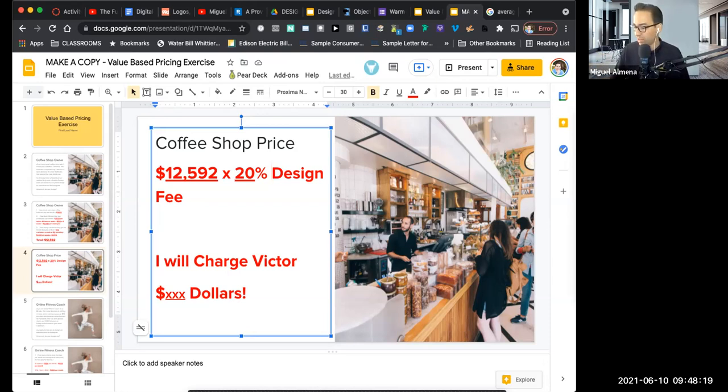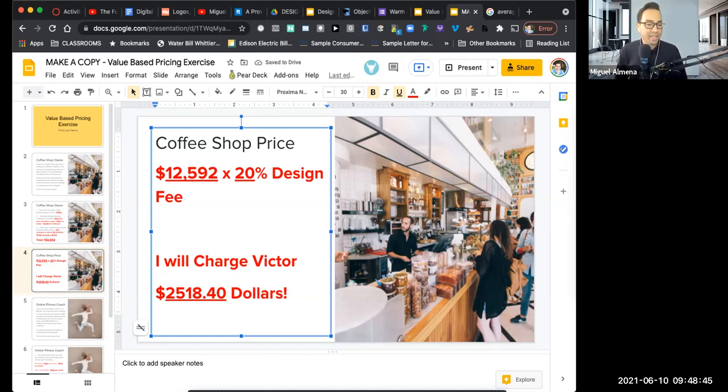So $12,592 at 20% equals $2,518.40 that you can charge potentially for that job. Okay, that is the value of the job. That is the value of the project. Whether it's a logo or an advertisement, you don't go below that number.